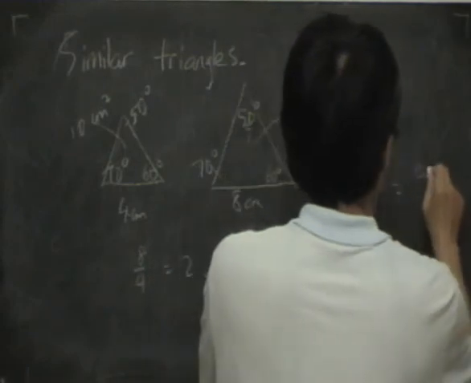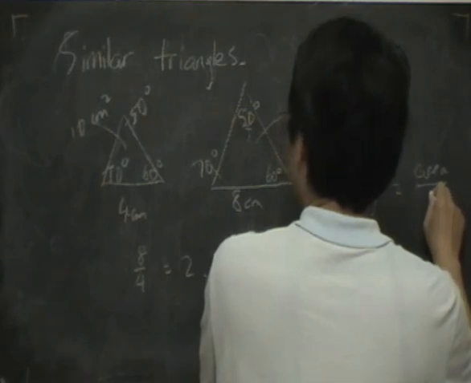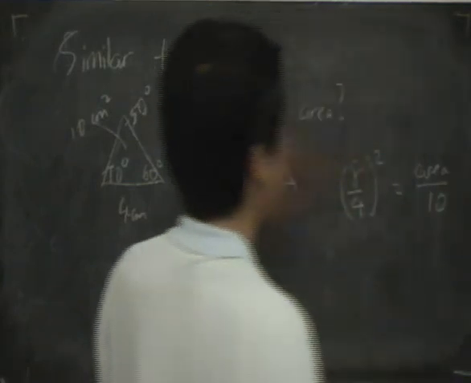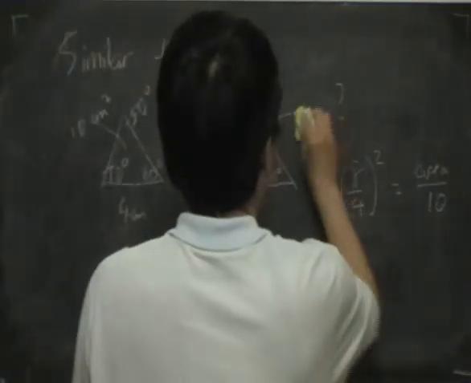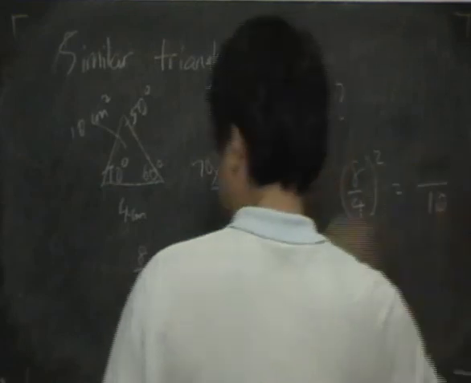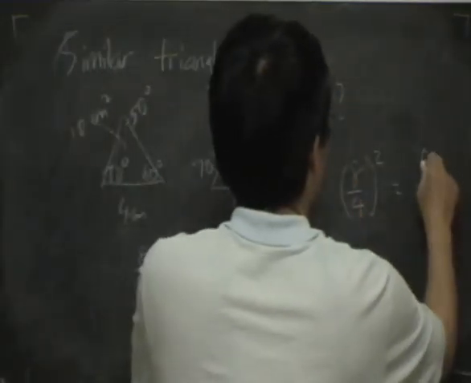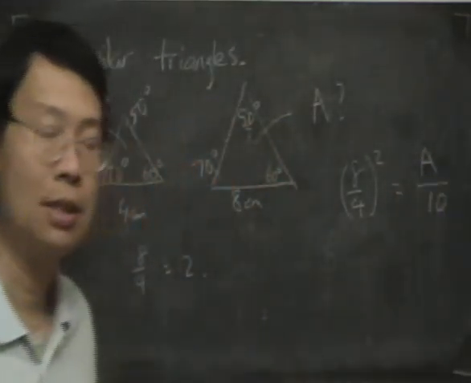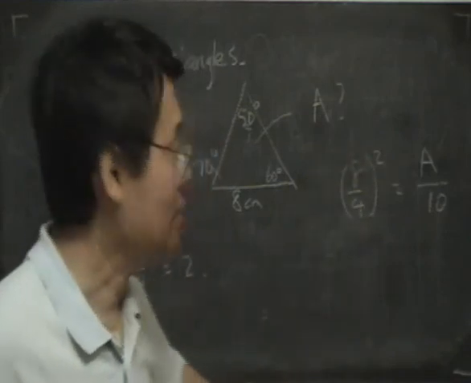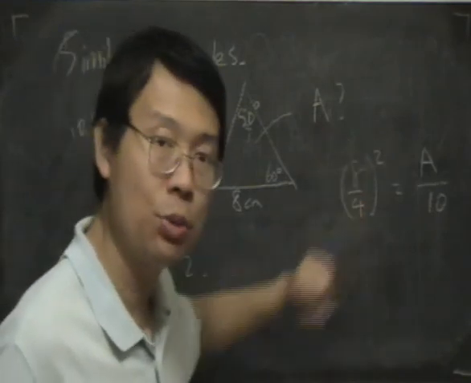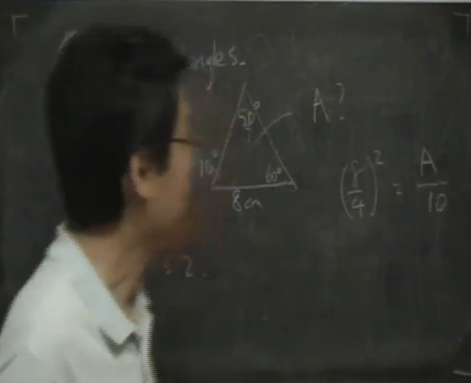So this unknown area divided by 10. Better use a symbol for that to make it simpler. So the area A divided by 10. So we can do that. It's just a simple algebraic equation, and you can find the answer for A.